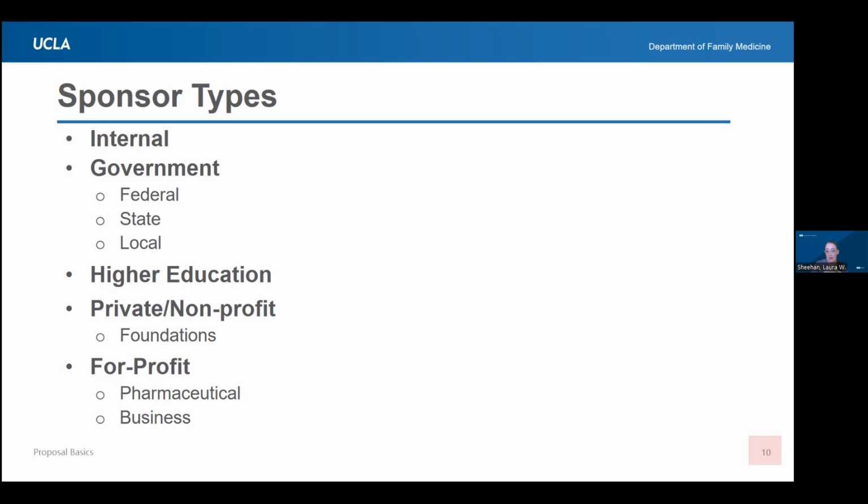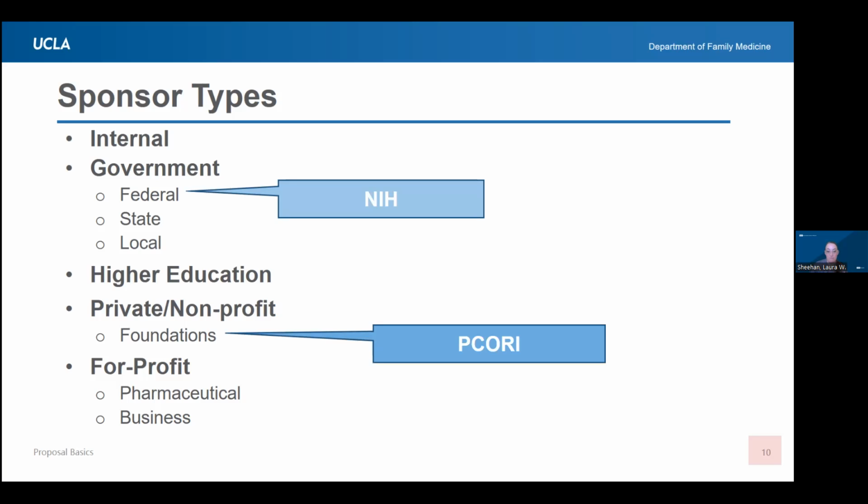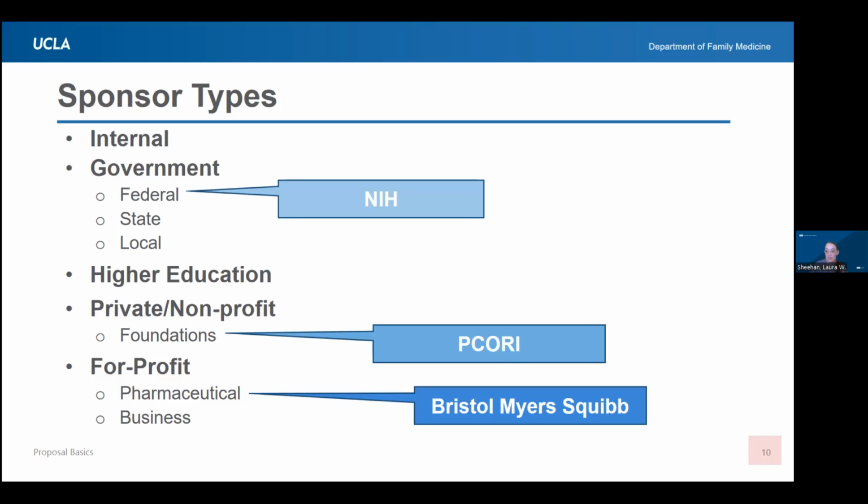Other types of sponsors, you've got your government, federal, state, and local, the biggest of which would be the NIH. You've got higher institutions. These are academics, et cetera, universities and whatnot. Private or nonprofits, you've got your PCORI, your Robert Wood Johnson, your Bill and Melinda Gates foundations. And then last but not least, you've got your for-profit. These are also called industry sponsors, Pfizer, Moderna, BMS, et cetera. Each of these types of sponsors are going to have their own rules and regulations for them and for your institution. So you're going to need to know exactly who you are applying to, as different rules will apply.